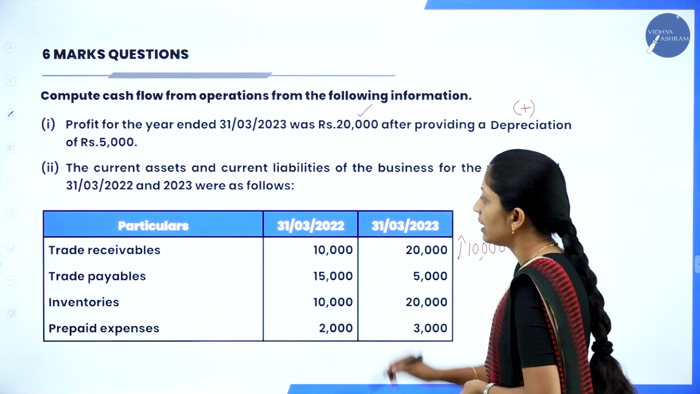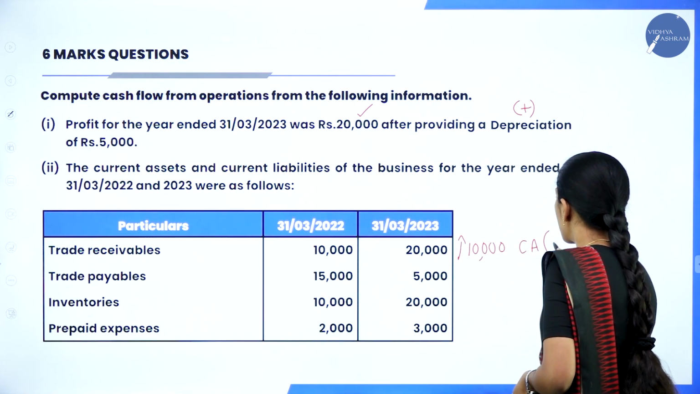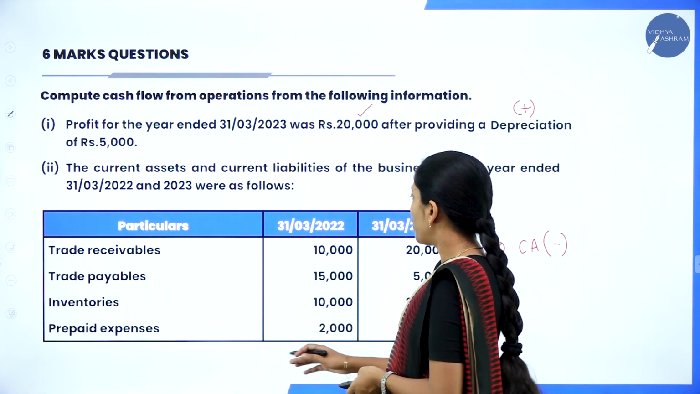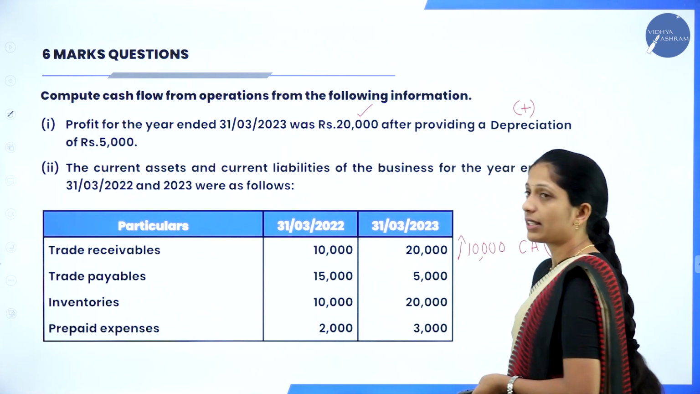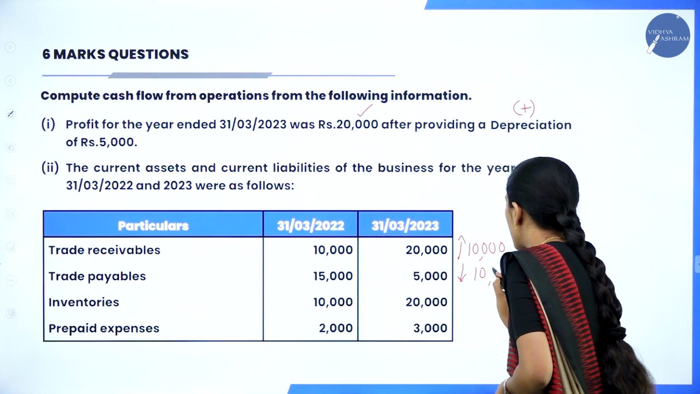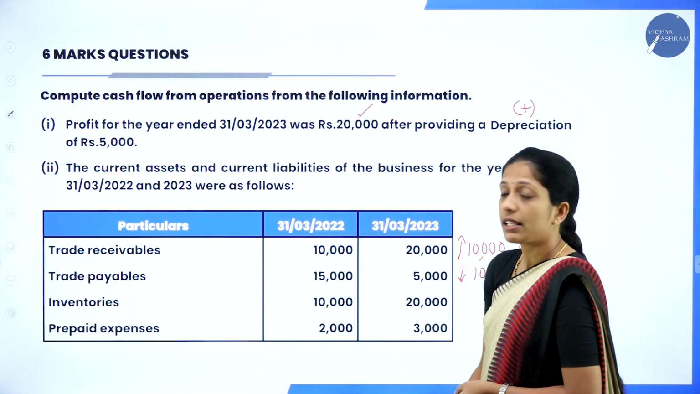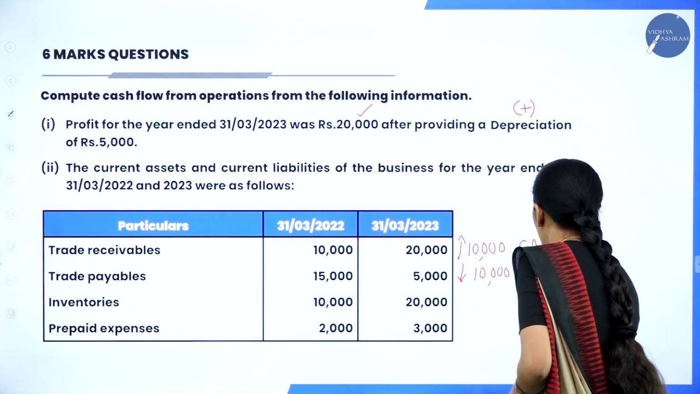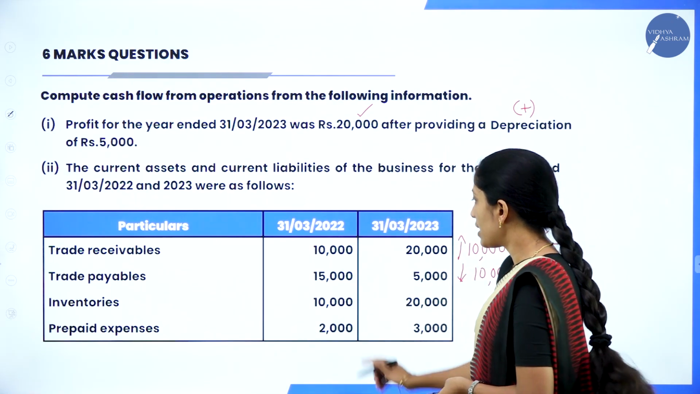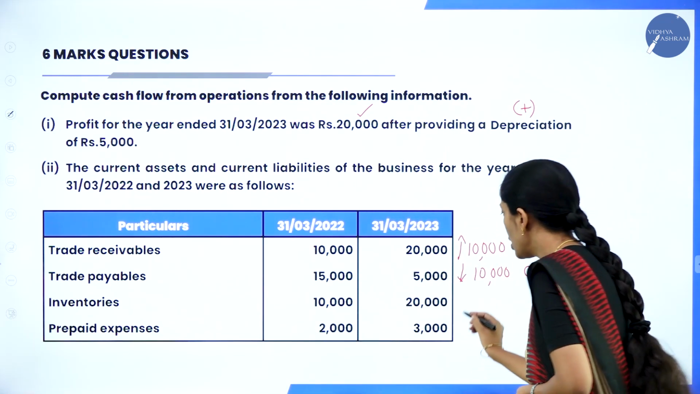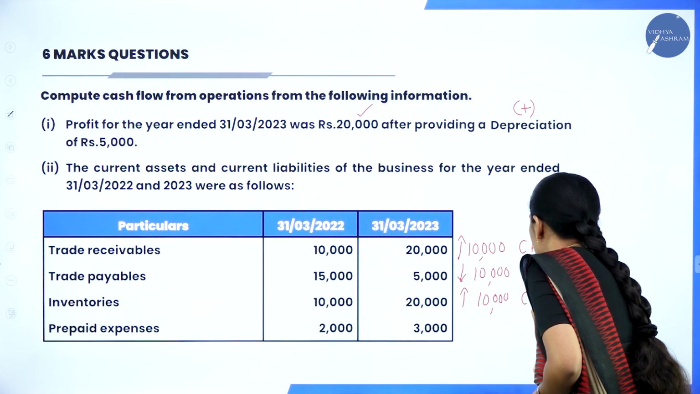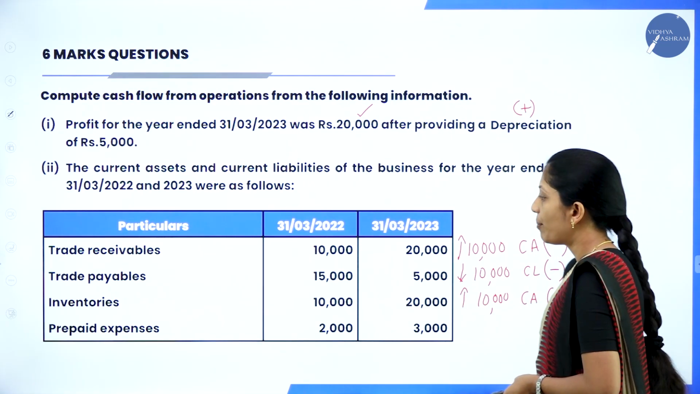So increase in current asset, what you have to do? Minus 10,000. Trade payable, earlier it was 15,000, now it is 5,000. In the sense, decreased by 10,000. So decrease in current liabilities, you have to minus. Inventories is a current asset. Earlier it was 10,000, now it is 20,000. So increased to the extent of 10,000. So when the current assets are increased, you have to minus.